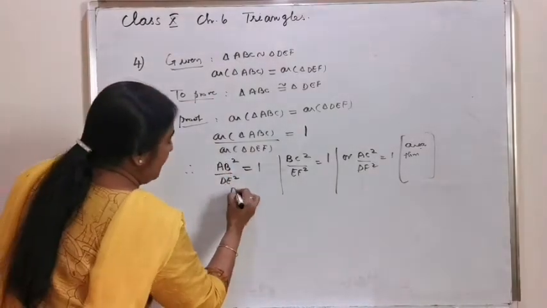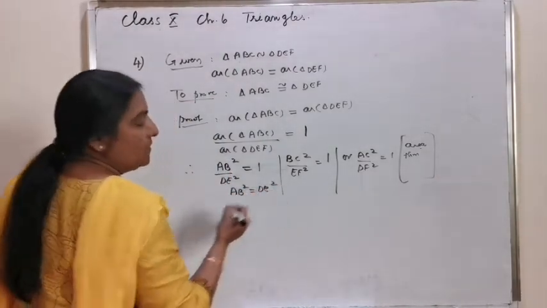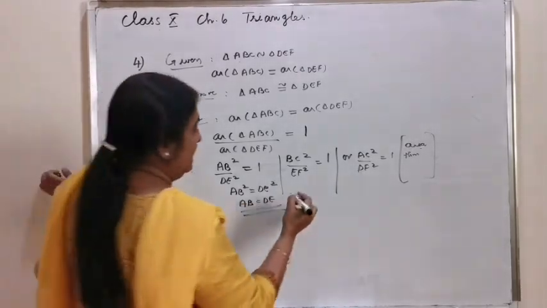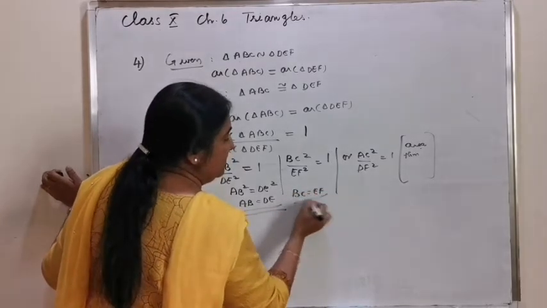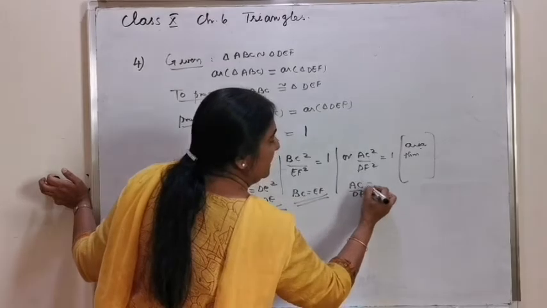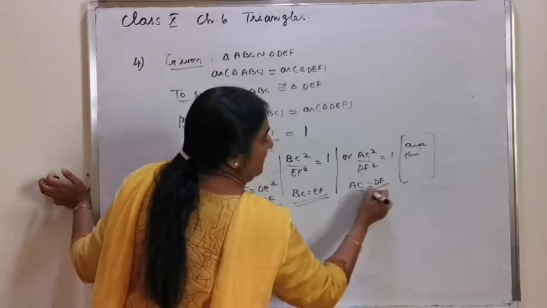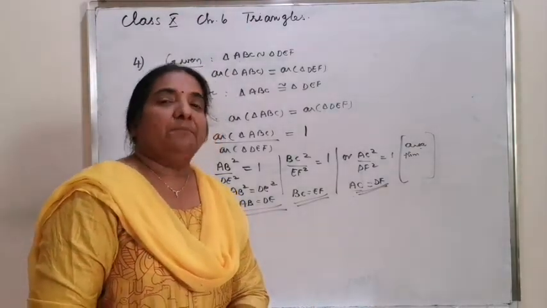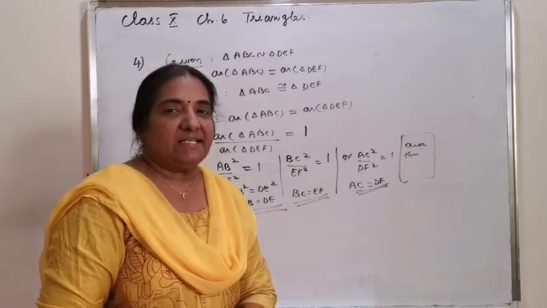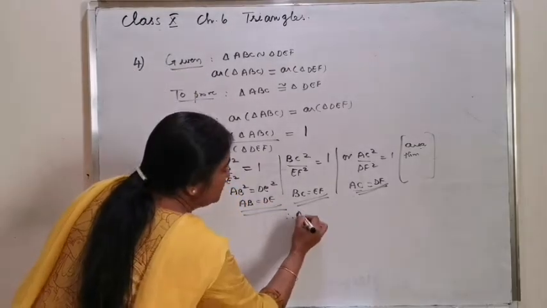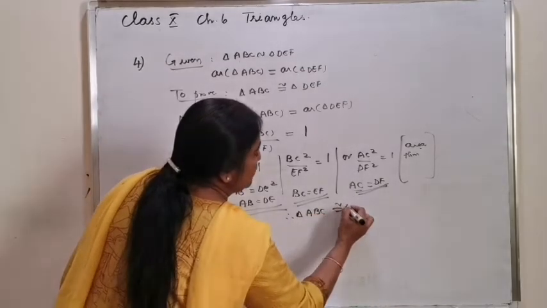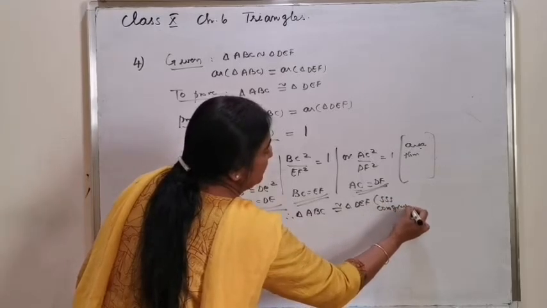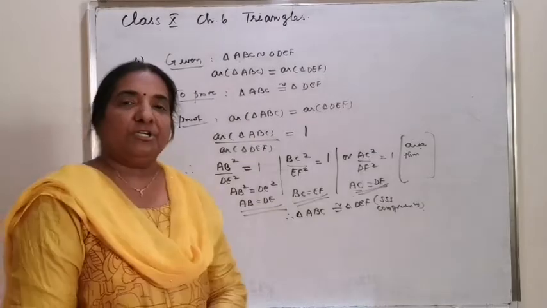From here, AB square and DE square are equal, which shows that AB and DE are equal. Similarly, BC and EF are equal, AC and DF are equal. In two triangles, if all the sides are equal, by SSS criteria, the triangles are congruent. Therefore, triangle ABC is congruent to triangle DEF by SSS congruency. Very important 3-mark question.